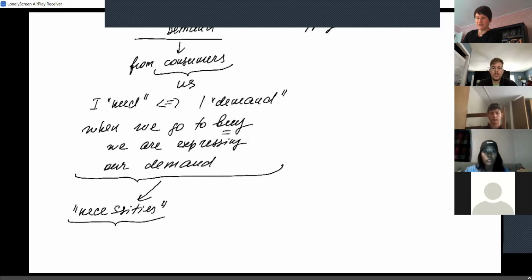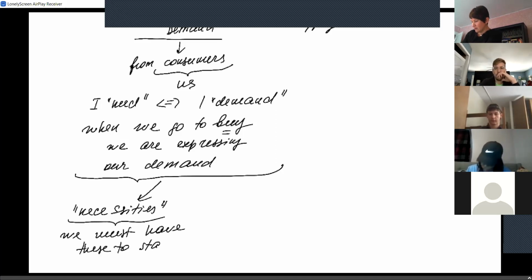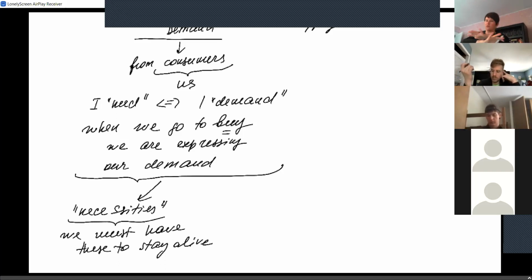We must have this to stay alive. Okay? I have a question. A floor to sleep on, not the bed. No, just the floor. You have to have some hard surface to sleep on. Or maybe some people sleep standing, or no, I think only giraffes do that. Sitting, okay? One pair of shoes, one outfit.